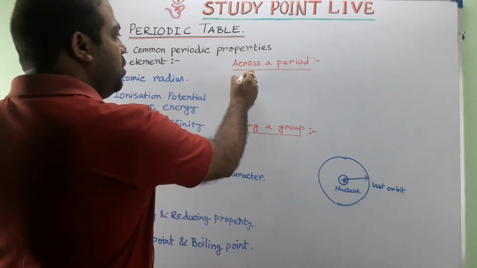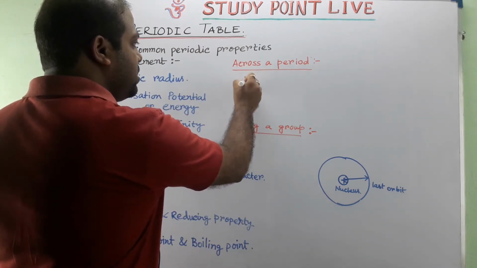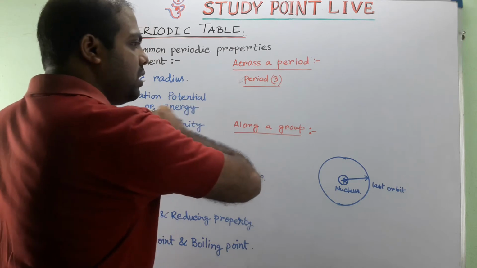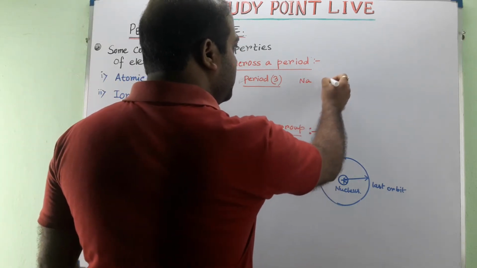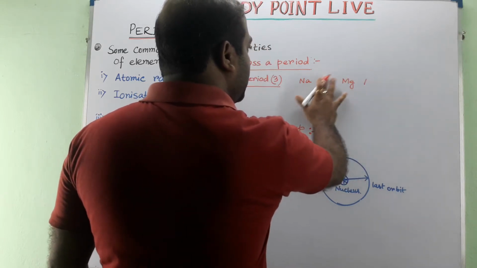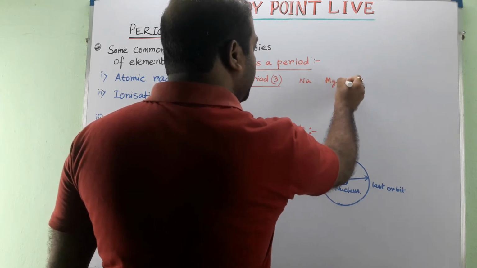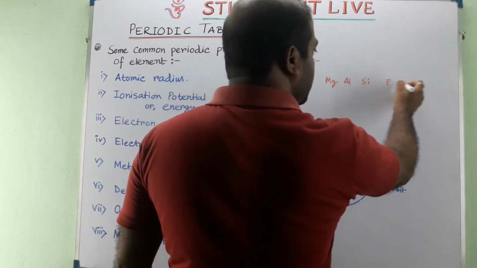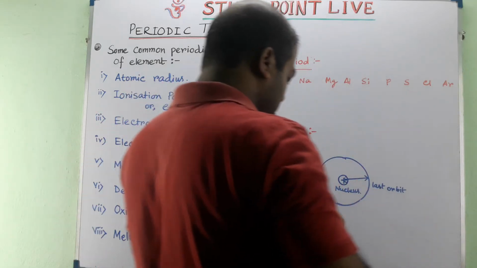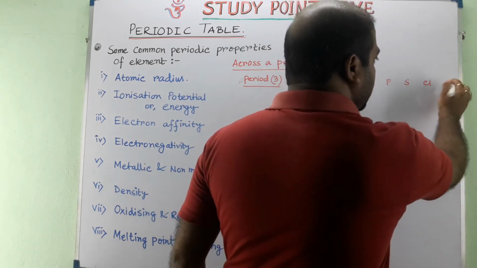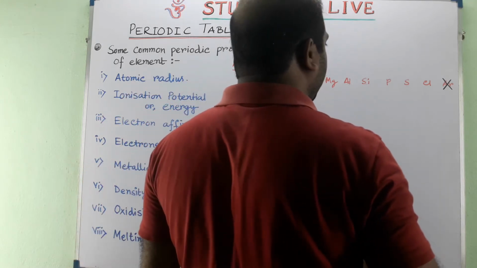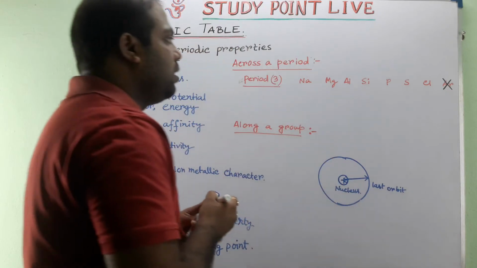Now we are considering period 3, where the elements are sodium, magnesium, aluminium, silicon, phosphorus, sulfur, chlorine, argon. But we are not taking argon here, since van der Waals radii are calculated for inert elements.